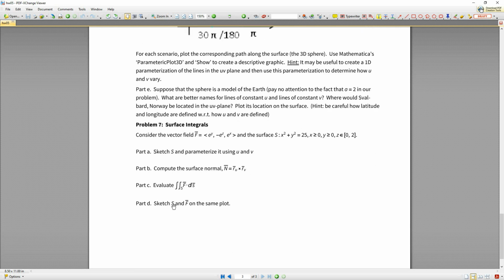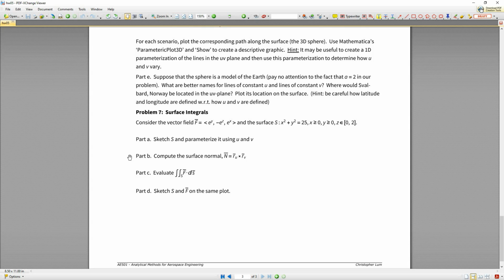Okay, and then lastly, problem 7. I'm going to give you a vector field here. This is a three-dimensional vector field. We'll also define a three-dimensional surface S, right? And now I'd like you to sketch just the surface S, and also parameterize it using two variables, U and V. That's going to allow us to then compute a surface normal to this surface.